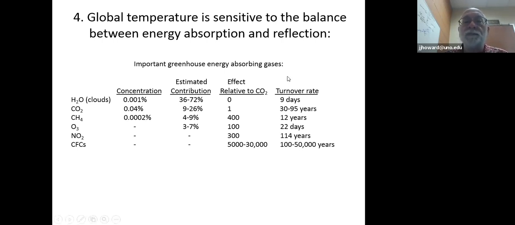So these are the greenhouse gases that absorb heat and re-radiate it to the Earth's surface. What about gases that reflect energy back into space?